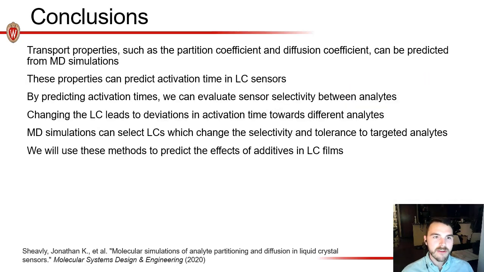And in conclusion, what we found is that transport properties, such as the partition coefficient and the diffusion coefficient, can be predicted from MD simulations. These properties can predict activation time in liquid crystal sensors, and by predicting activation times, we can evaluate sensor selectivity between analytes. Changing the liquid crystal leads to deviations in activation times towards different analytes. What this really means is that MD simulations can select liquid crystals which change the selectivity and the tolerance towards targeted analytes. Also, in the future, we will use some of these exact same methods to predict the effects of additives on the liquid crystal film transport.